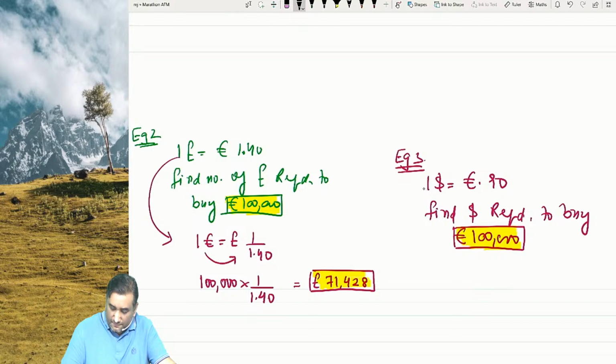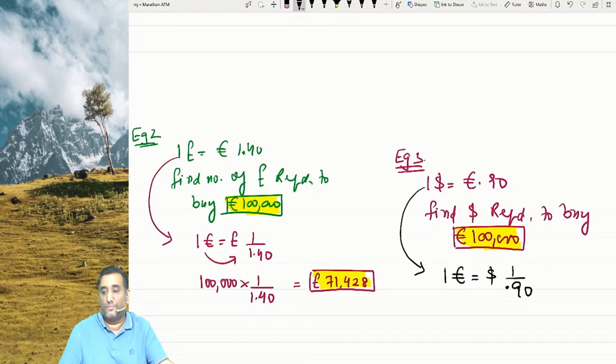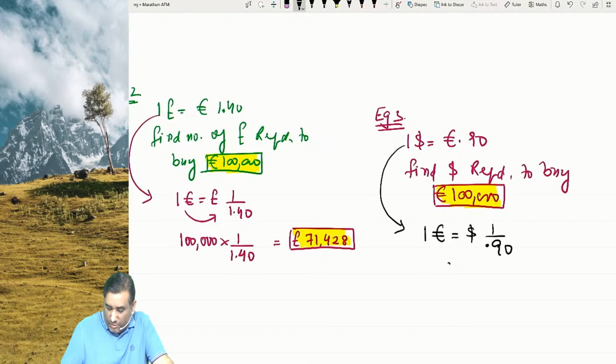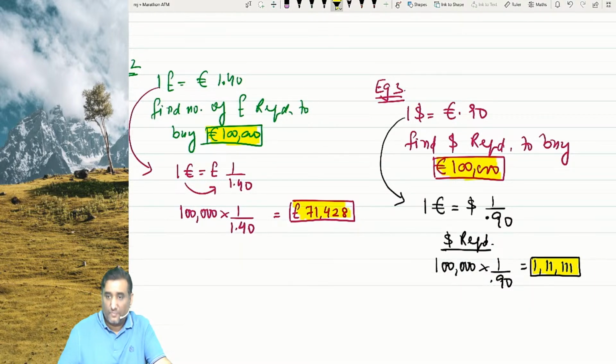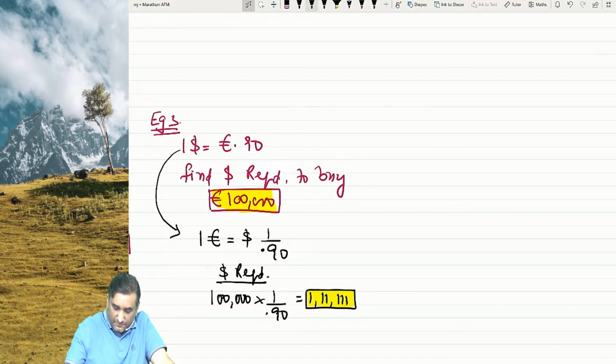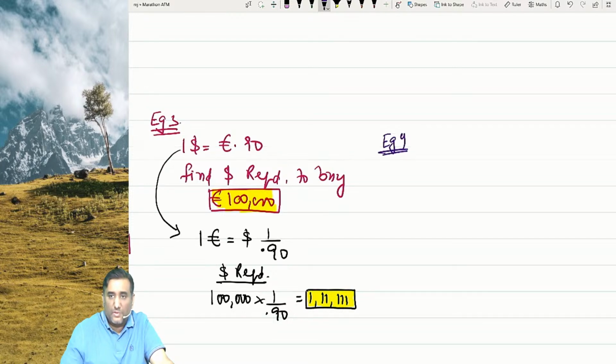Confirmed currency is euro. 1 euro is equal to dollar. First put 1 divided by 0.90. 1 euro, that means dollar required. Dollar required equals 1 lakh into 1 divided by how much? 1,11,111. Example number 4. $1, let's suppose 65.